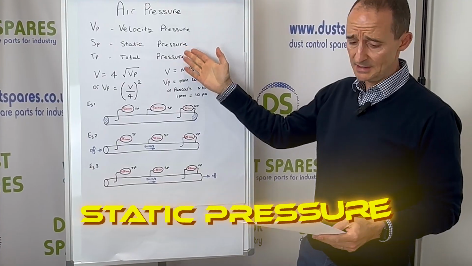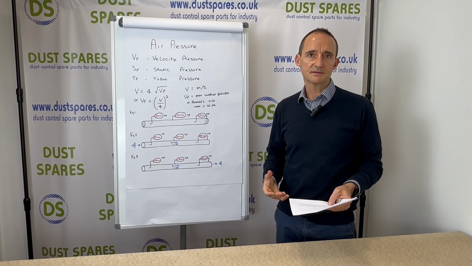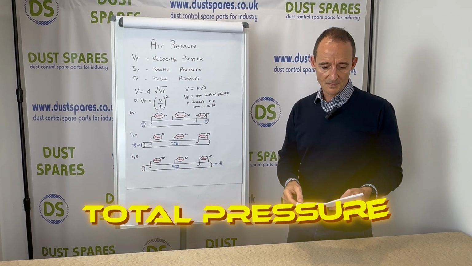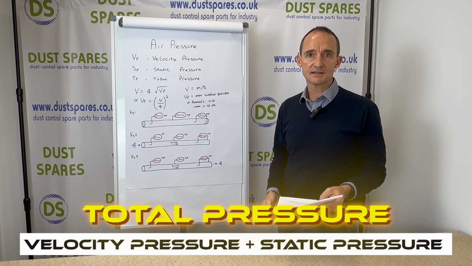The static pressure is air confined within an enclosure, moving or not, exerts a pressure called static pressure, i.e. like the air in your car tyre is a static pressure. And the total pressure is the sum of both velocity and static pressure.